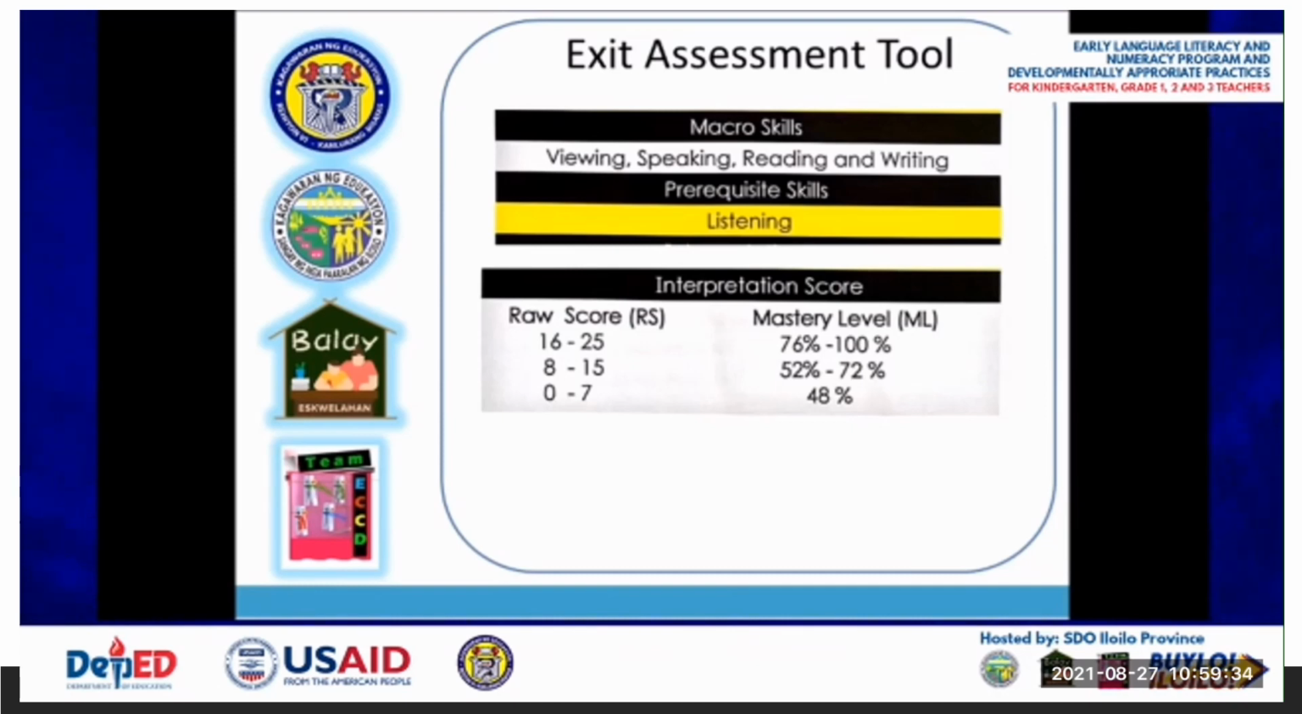A raw score of 8 to 15 means 52 to 72% mastery level. And 0 to 7 raw score means 48% mastery level. This exit assessment tool will determine if the learners are meeting the learning standards and help provide information to improve instruction practices.